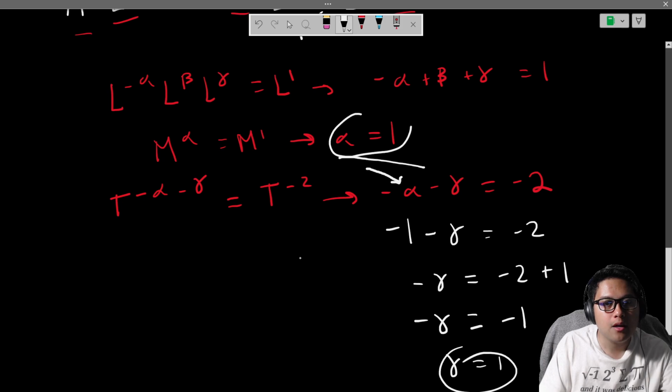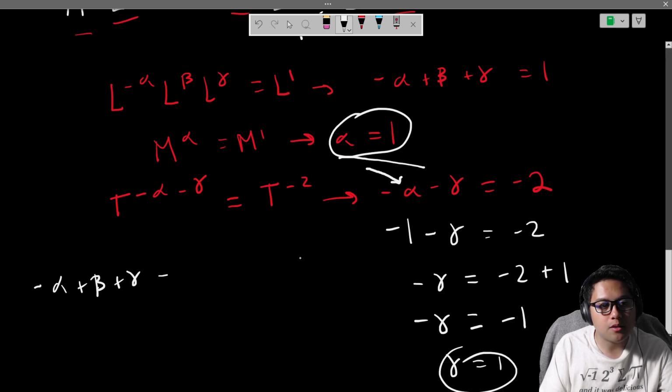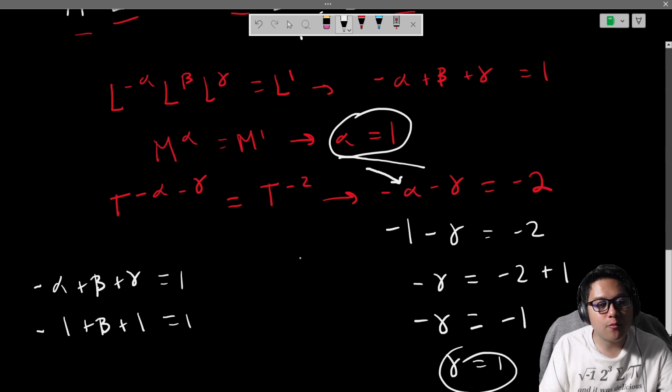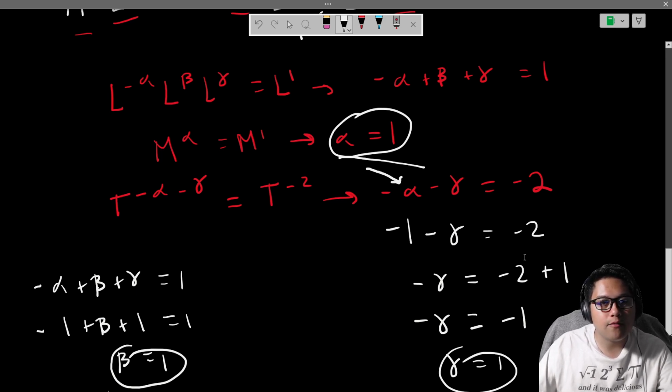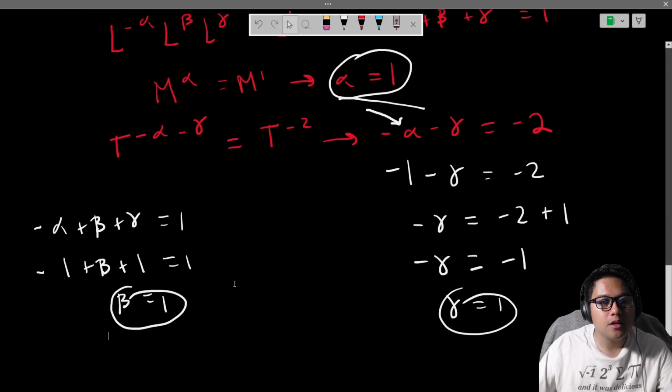And the last thing we need is the beta, right? The beta term up there. So I'm just going to rewrite it as negative alpha plus beta plus gamma is equal to 1. We know that alpha is 1 from our previous results. So negative 1 plus beta plus 1 is equal to 1. So negative 1 plus 1 is 0, so beta is equal to 1. Great. So we have all of our unknown constants now known.